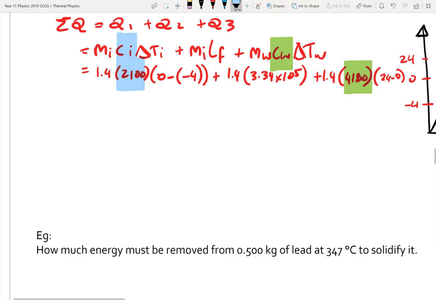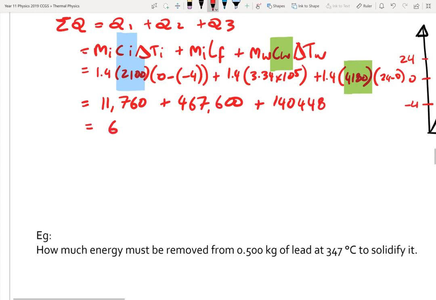We still have 5 minutes, which is good because we've got one important thing to figure out. I am going to evaluate this step numerically again. 11,760 plus 467,600 plus 140,448. You don't need to write that step out. Calculator gives 619,808, 6.20. In fact, 6.2 by 10 to the 5.